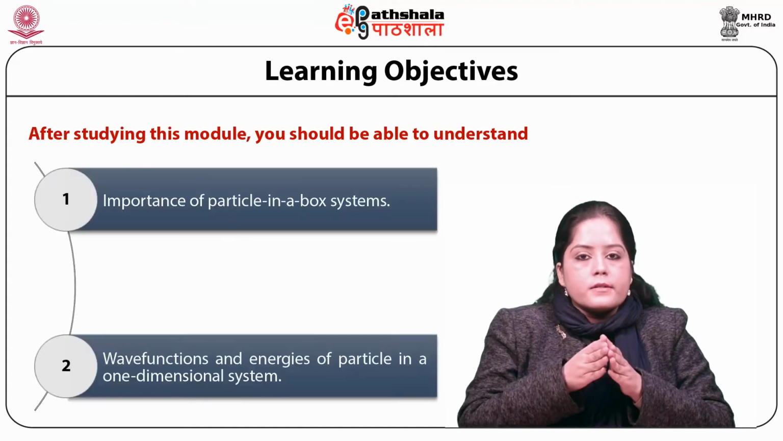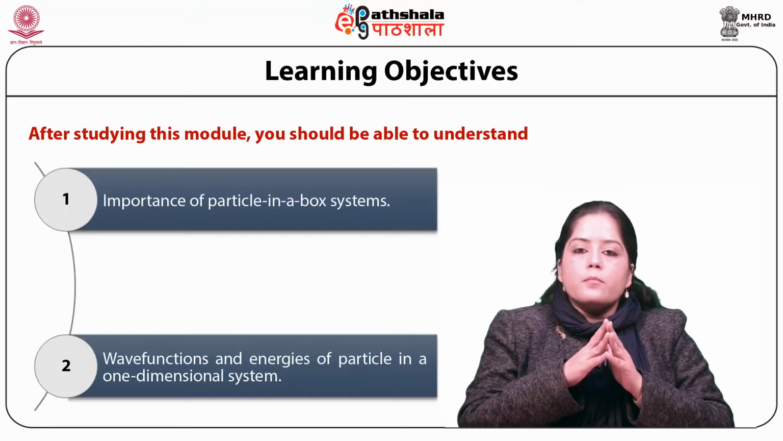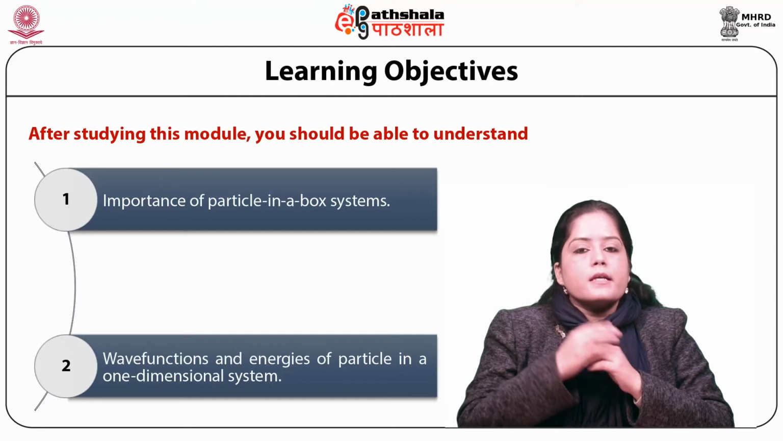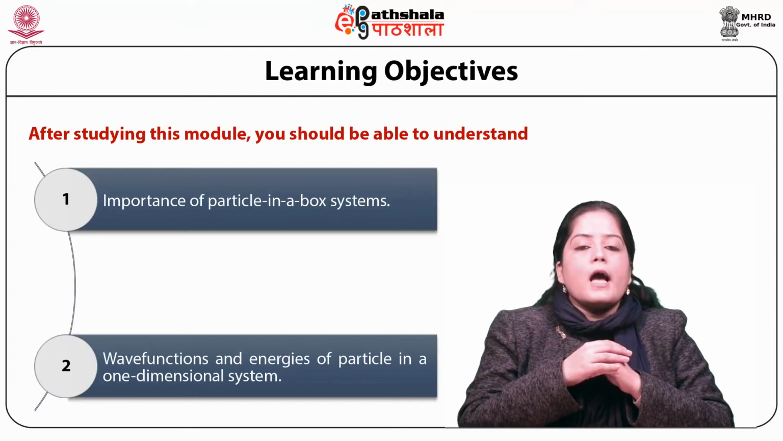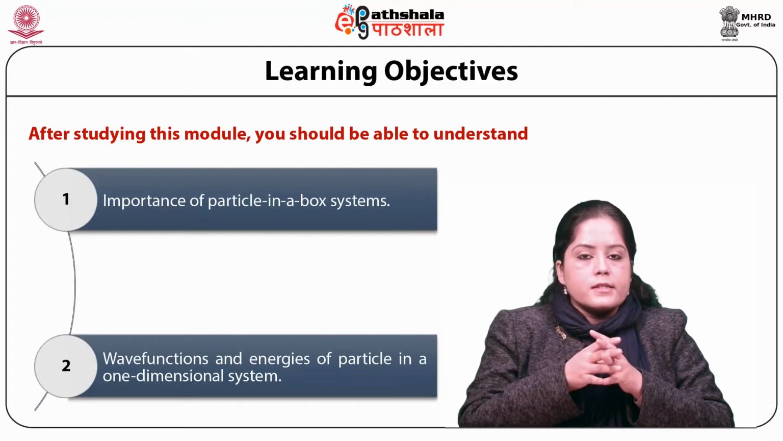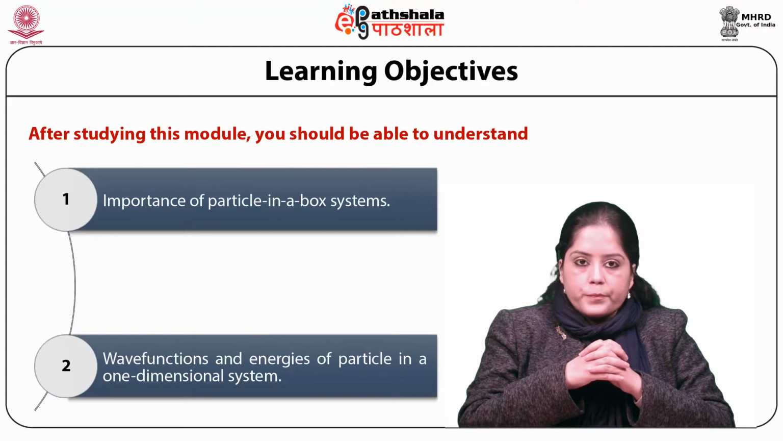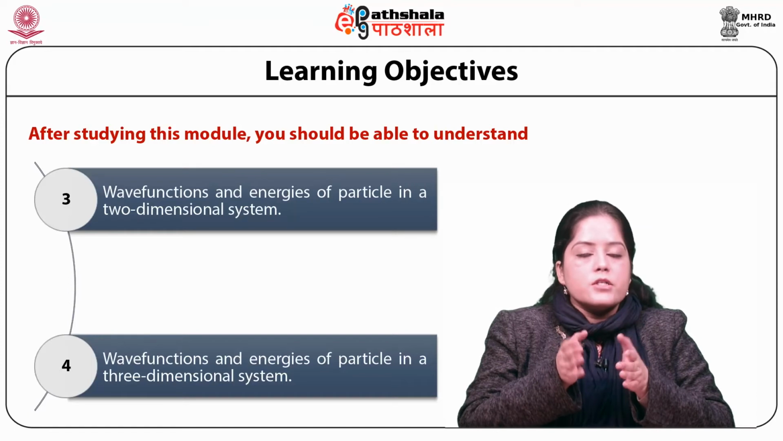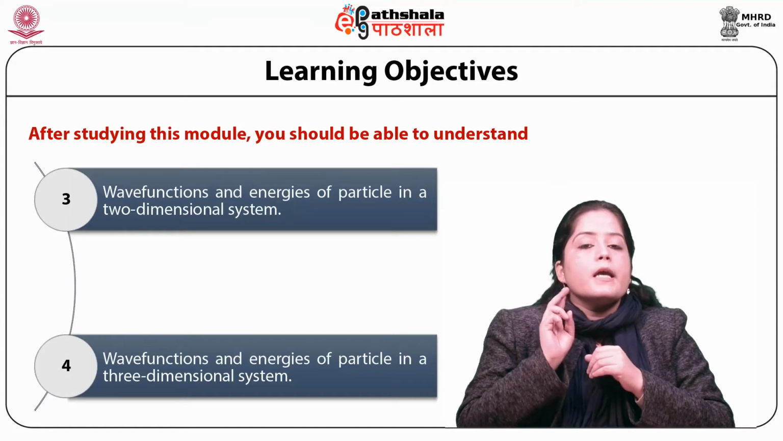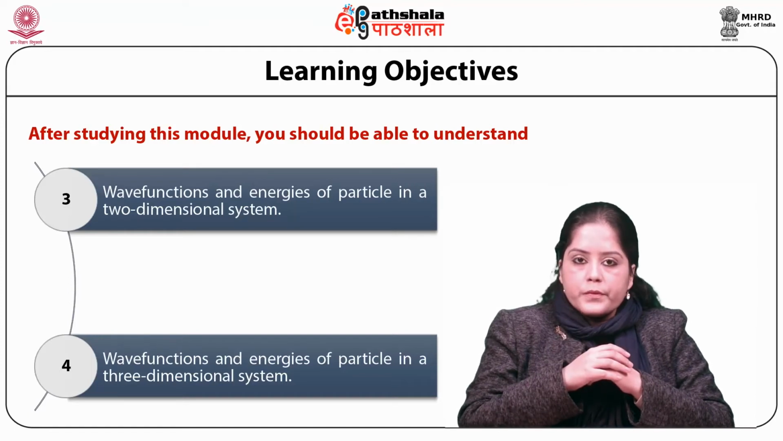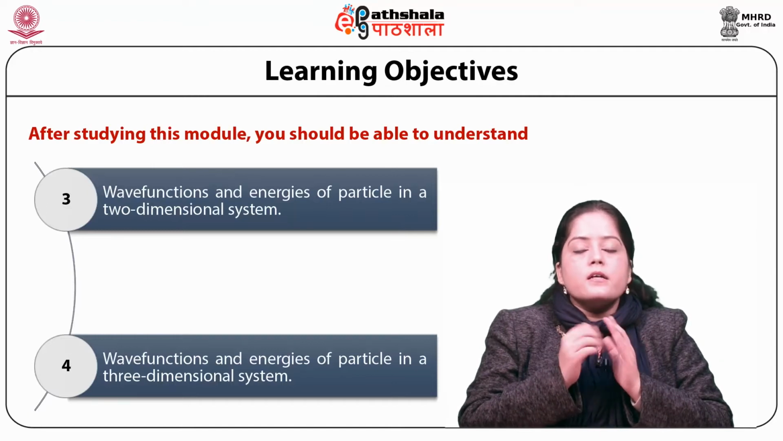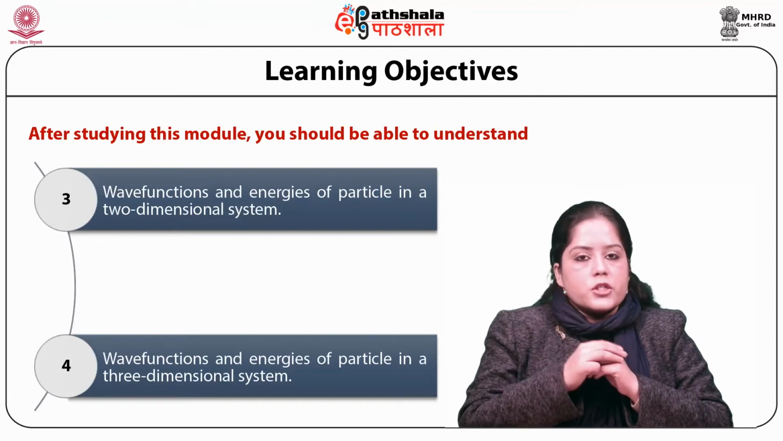First, the importance of particle in a box system will be discussed. Second, the wave functions and the energies of a particle in a one-dimensional system will be derived. Third, we will derive the wave functions and energies of a particle in two-dimensional system. Lastly, we will derive the wave functions and energies in three-dimensional system.